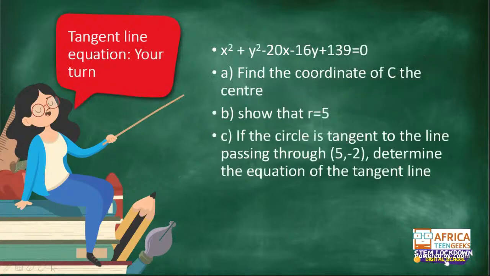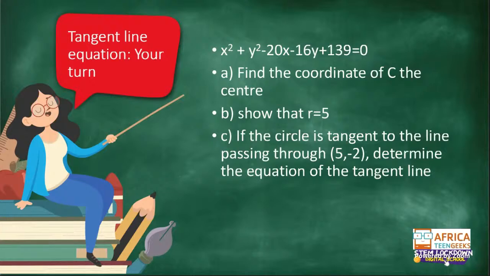Okay, so here is another question, but I would like you to also answer it. I want you to just look at the question and try to attempt it, and by answering, try to use also the social media. So you have x squared plus y squared minus 20x minus 16y plus 139 equal to 0. And the question is to find the coordinate of the center C of the circle.